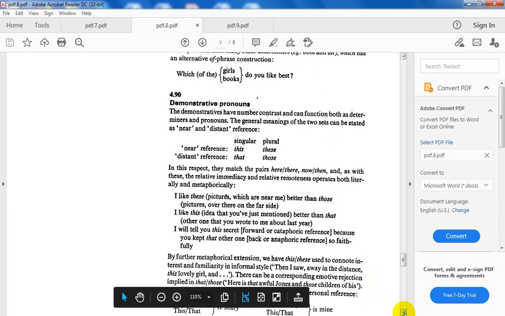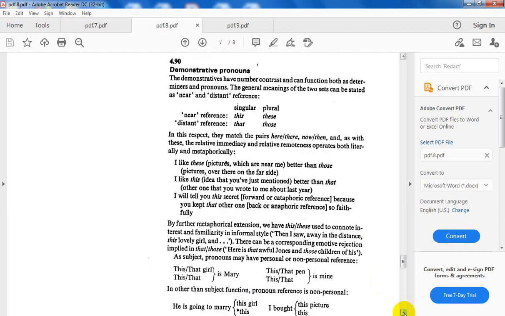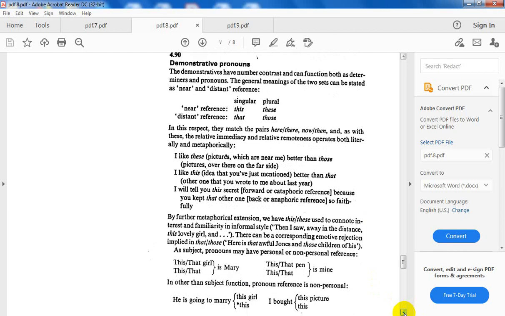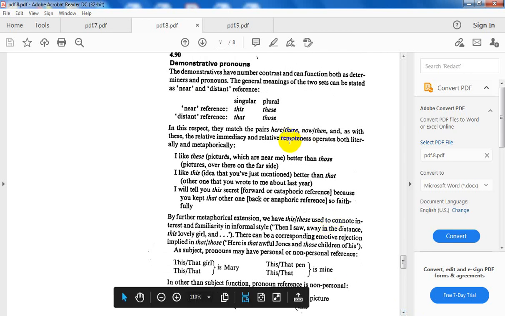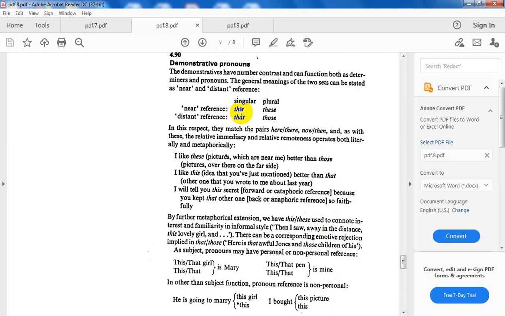Move to demonstrative pronouns. Demonstrative pronouns, again, they are four. They have number contrast, meaning I have singular and plural. You see? This, these: singular this, plural these; that, those. They can function both as determiners and pronouns. Say, for example, this book. Again, I can say this as a pronoun, or as a determiner before the noun in the noun phrase, or it can be used alone.